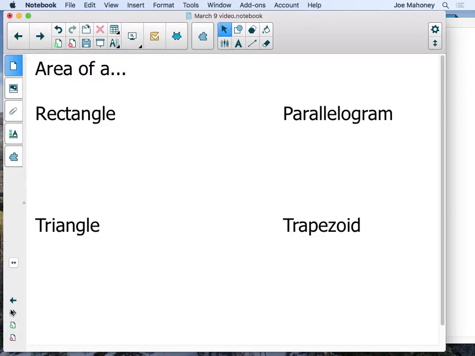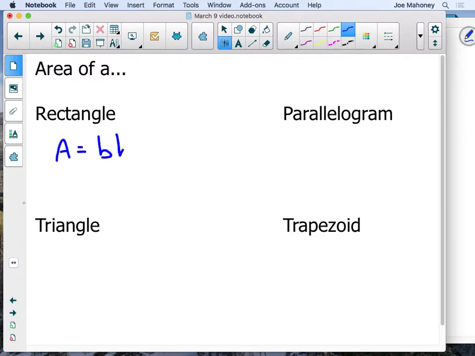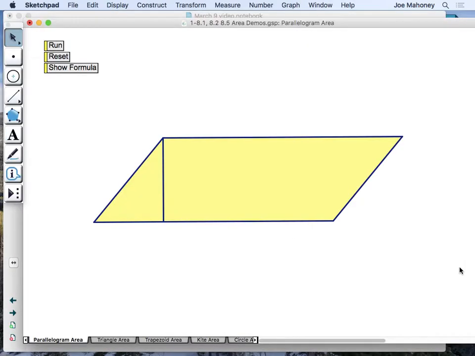So knowing that formula, we're going to try to figure out the area formulas of some other shapes as well. And we'll start first with the parallelogram. So as you see here, I've got a parallelogram. Now watch what we can do.